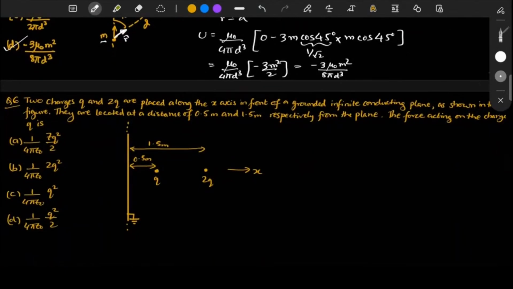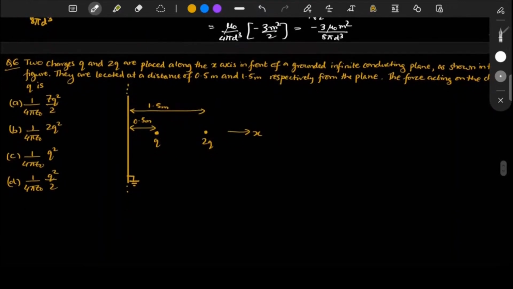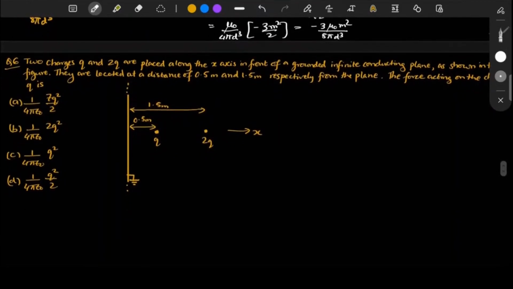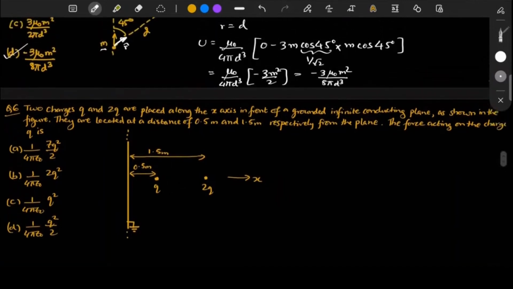So here we have another question. It says two charges Q and 2Q are placed along the x-axis in front of a grounded infinite conducting plane as shown in the figure. So we have this figure over here showing the configuration of charges. They are located at a distance of 0.5 meter and 1.5 meter respectively from the plane. The force acting on the charge Q is, we need to find out the force acting on the charge Q.